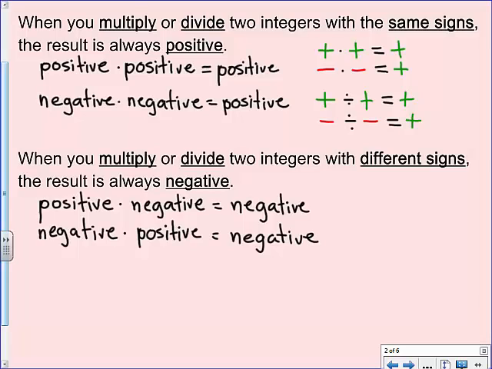Let's do the same thing we did before. If you multiply a positive integer times a negative integer, the product is going to be negative. And if you multiply a negative integer times a positive integer, the product is going to be negative. Now, same thing happens with division. If you divide a positive integer by a negative integer, the quotient is going to be negative. And if you divide a negative integer by a positive integer, the quotient is going to be negative.